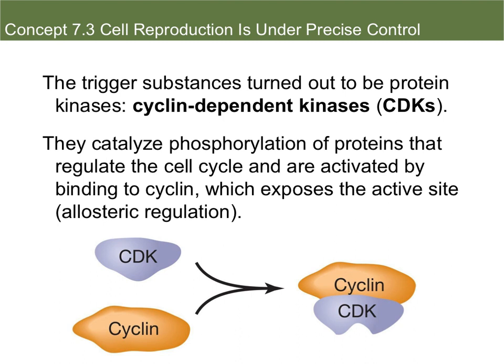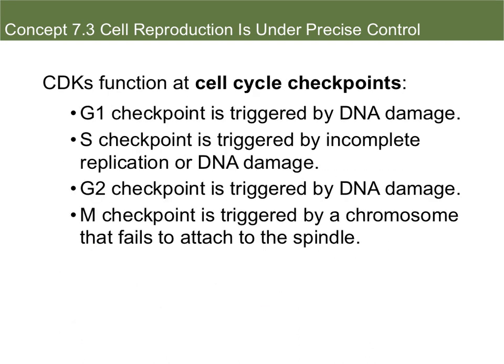So as you can see, when that cyclin binds to the CDK, it opens up the active site, which activates that cyclin-dependent kinase. Once this happens, now my complex of my cyclin and CDK is able to phosphorylate these proteins that regulate the cell cycle. Now, these CDKs function at cell cycle checkpoints. So there are 4 checkpoints in eukaryotic division.